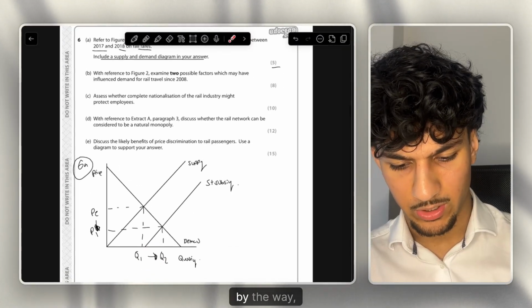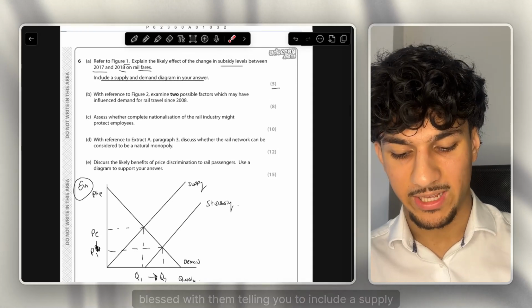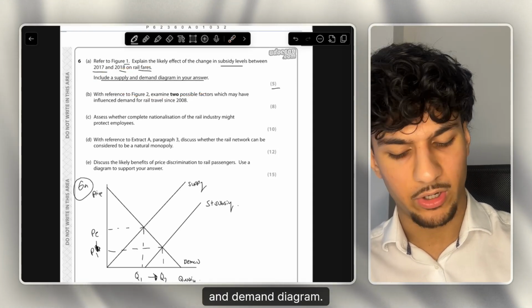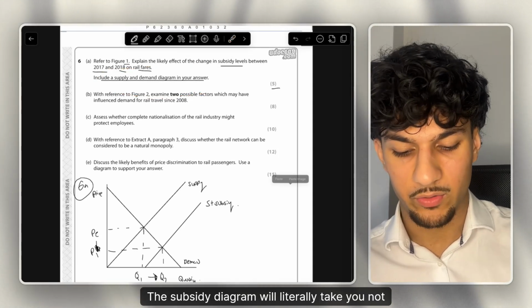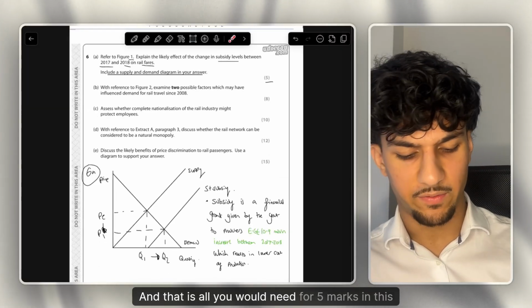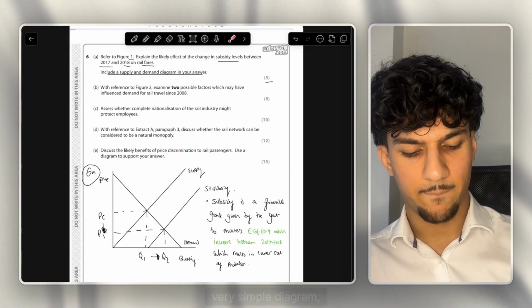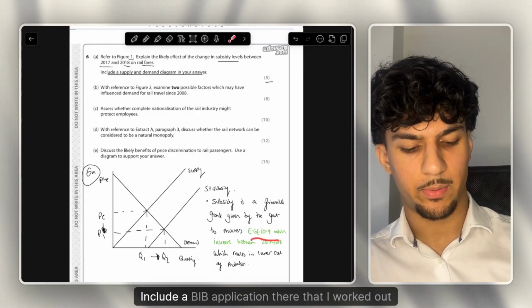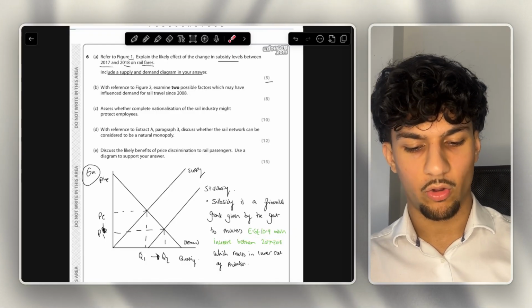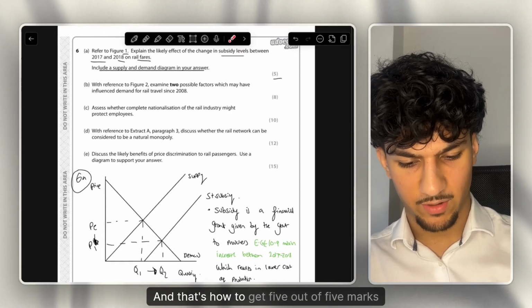With these 5-mark questions, in this scenario you've almost been blessed with them telling you to include a supply and demand diagram. This subsidy diagram will take you not even 30 seconds, and that is all you would need for 5 marks in this question. So, diagram drawn accurately, a very simple diagram, define what a subsidy is, and include a bit of application that I worked out from the figure. Let's keep going. And that's how to get 5 out of 5 marks there.